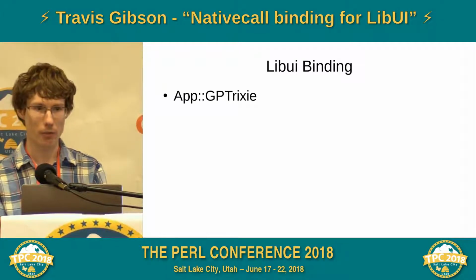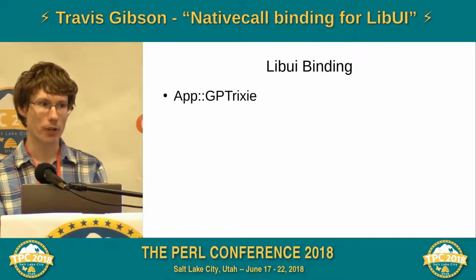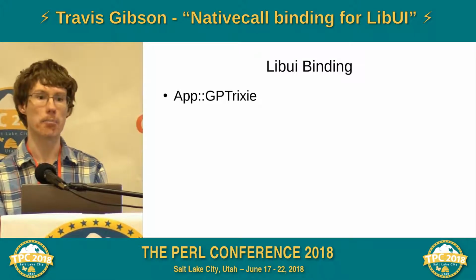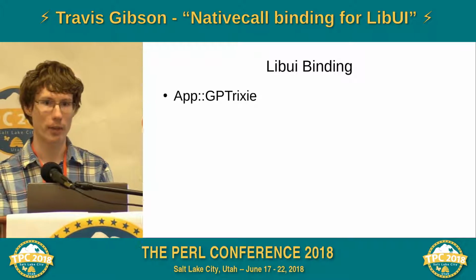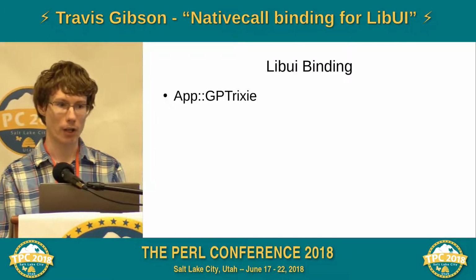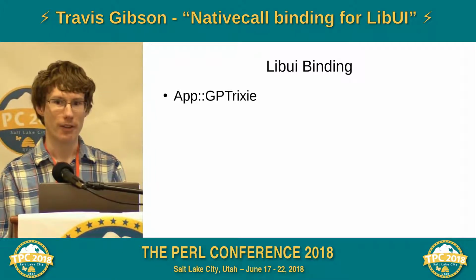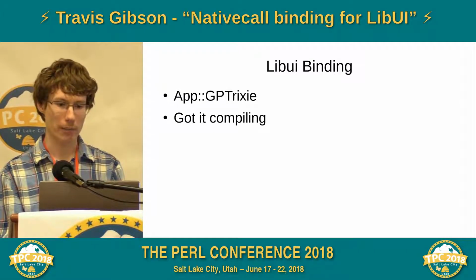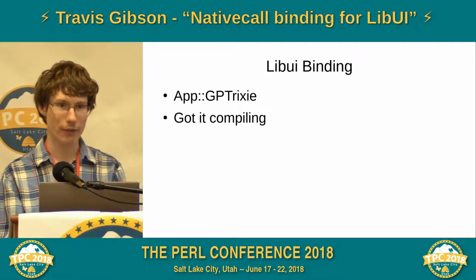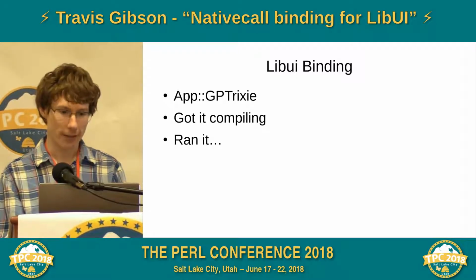So when I wrote my Libui binding, I used GP-Trixie, which is amazing. You should totally use it if you're writing a Nativecall module. It automates just about all of the annoying boilerplate for you. So then I went through and I modified it. I got it compiling, and so I ran it for the first time. Segfault.